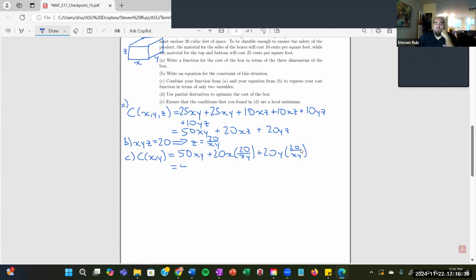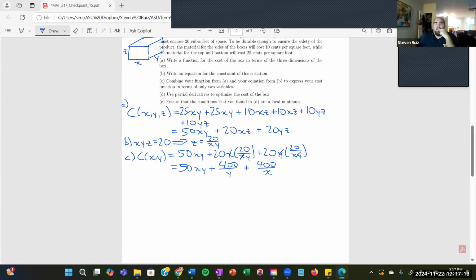And we can clean some things up. 50XY, X cancels X, plus 400 over Y plus 400 over X. All right, so this is a good simplified objective equation. I'd rather deal with 2 independent variables than 3. All right, so we're good with C.